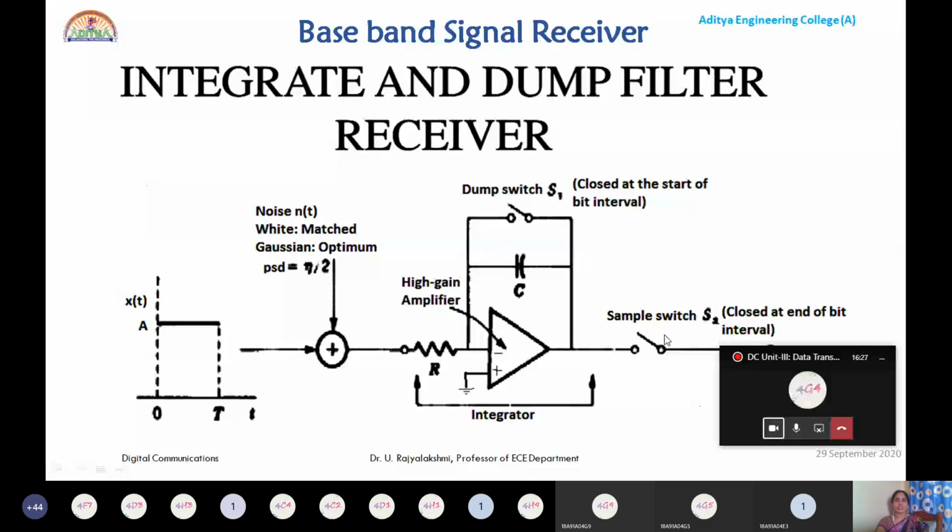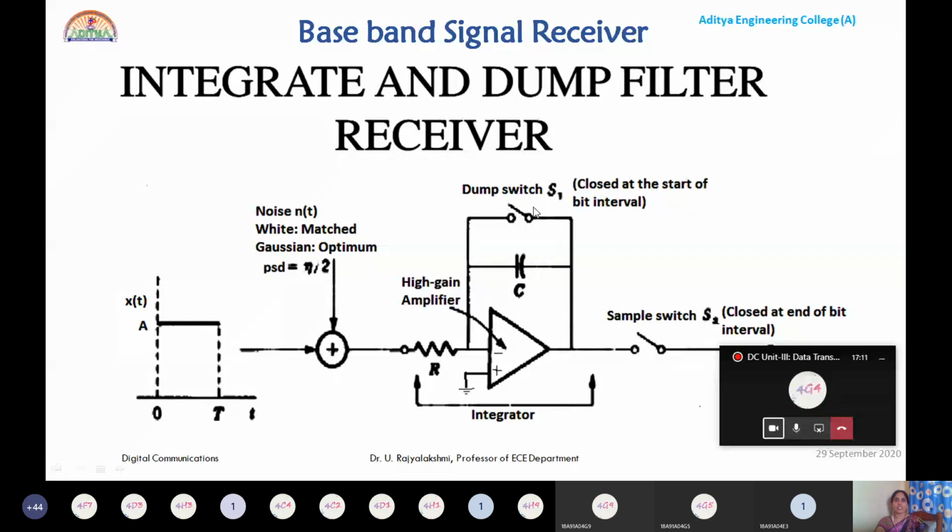So what is the importance of the two switches here? The S1 switch is called the dump switch. When will we close the switch S1? At the starting of the interval, 0. And when will S2 be closed? We'll close the S2 switch at the end of the interval, capital T. And at the start of the interval, we'll close the S1 switch. During the time interval between 0 and T, both S1 and S2 will be open. You have seen the same operation in the PSK receiver section.